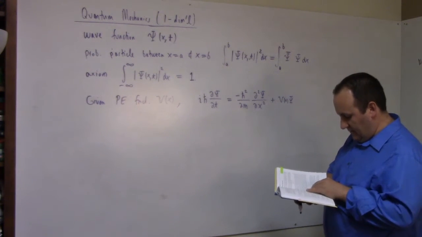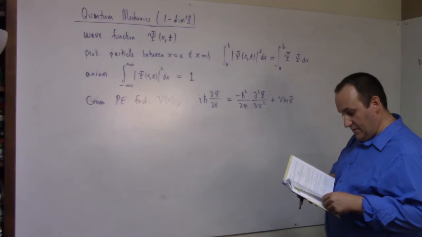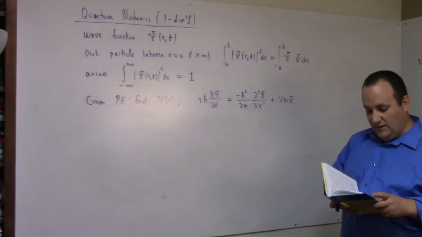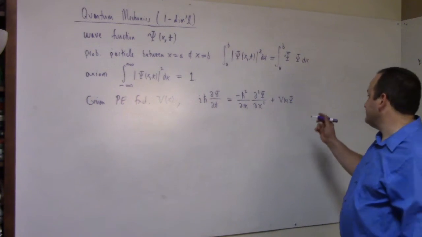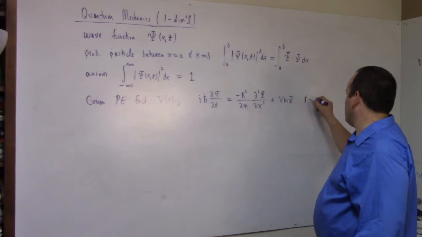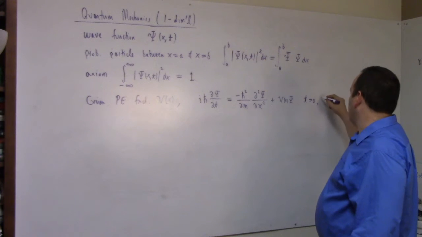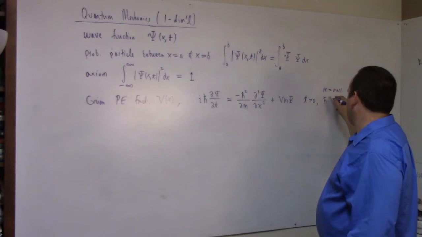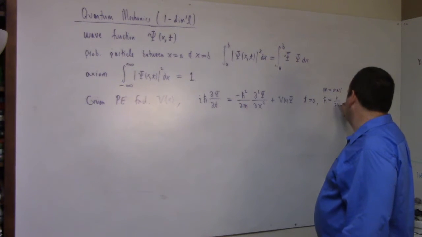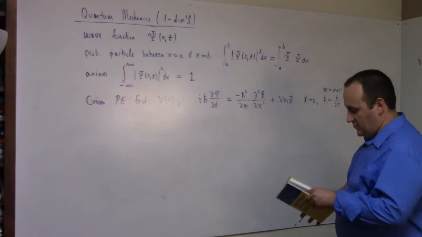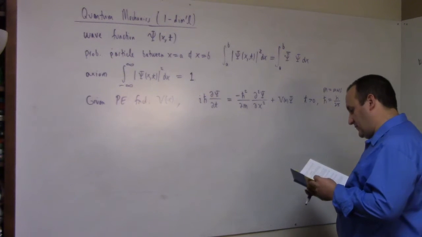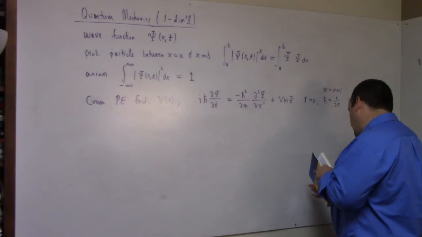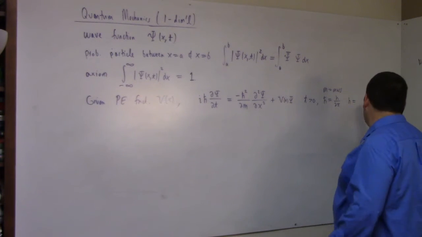Now he says for t greater than 0, where V equals V of x is the potential energy, m is the mass, and h bar is h over 2 pi. This h is called Planck's constant, and for what it's worth, that's 6.625 times 10 to the minus 34 kilogram meters squared per second. What did I say?